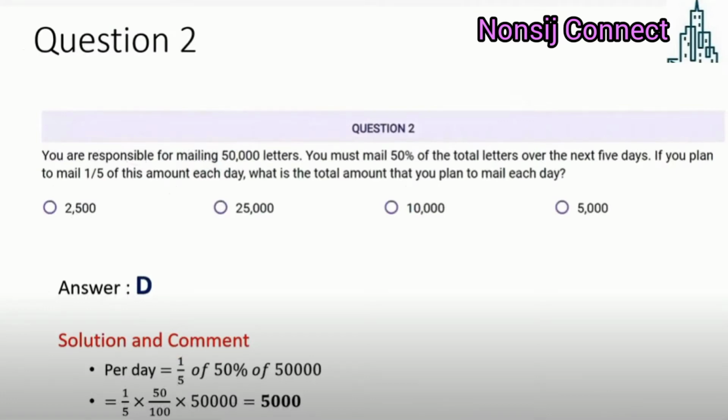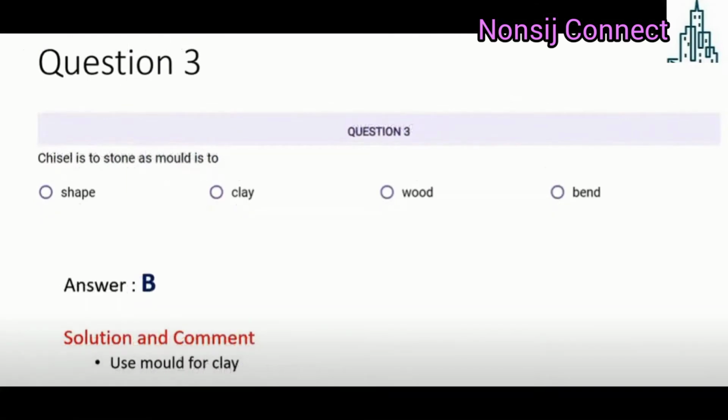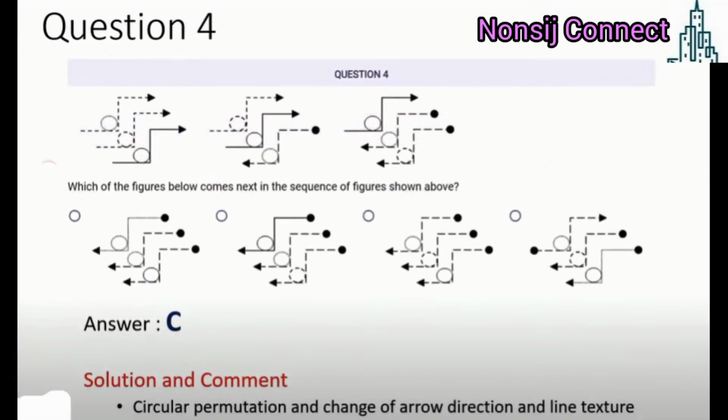Okay, when you look at this question, I've solved this question before. From the ones I've solved, the answer is 5,000. Chisel is to stone, as mold is to what? Clay. So it's clay that is the answer to this.